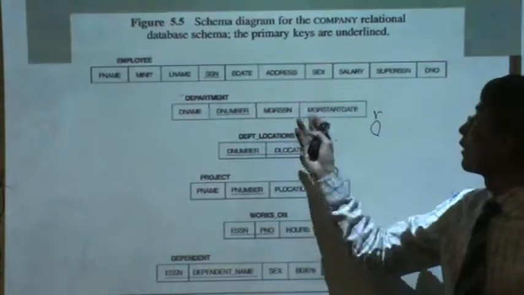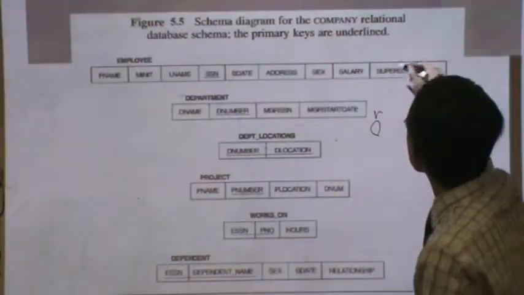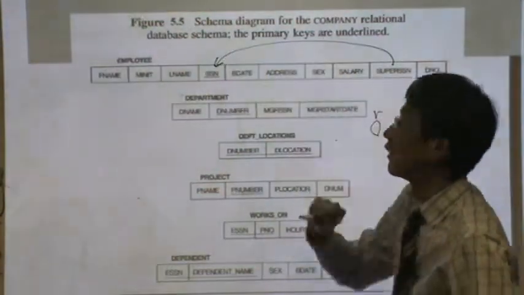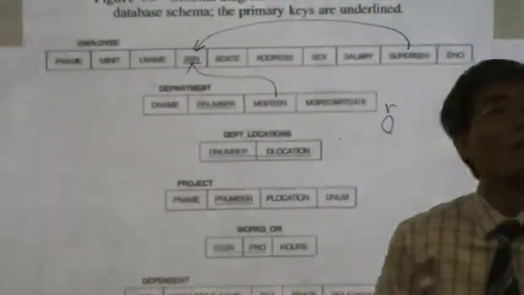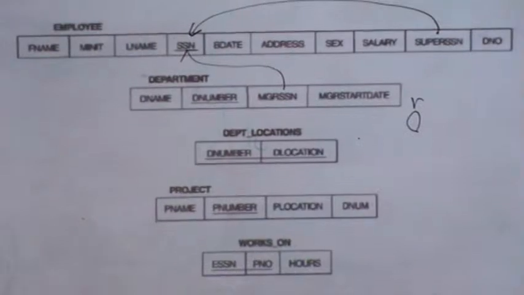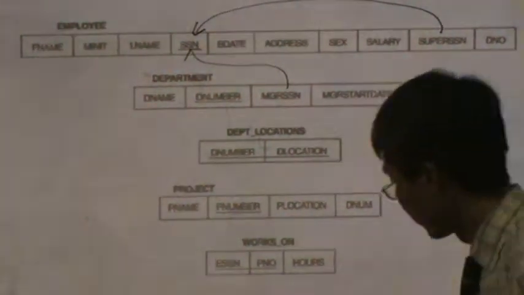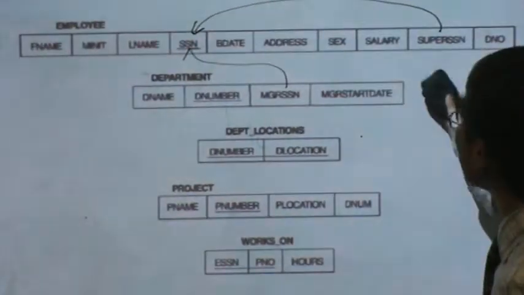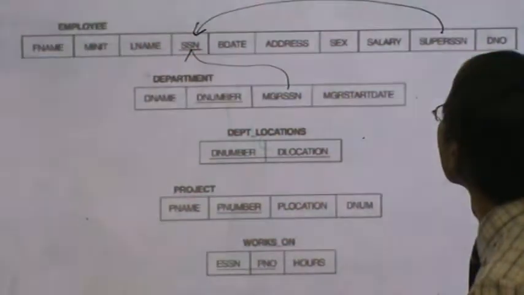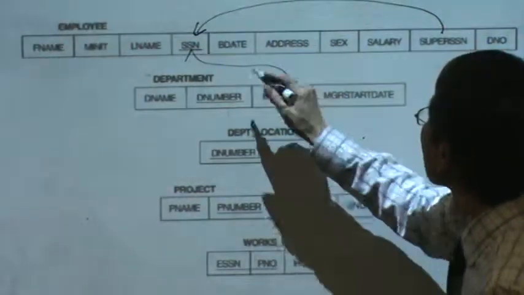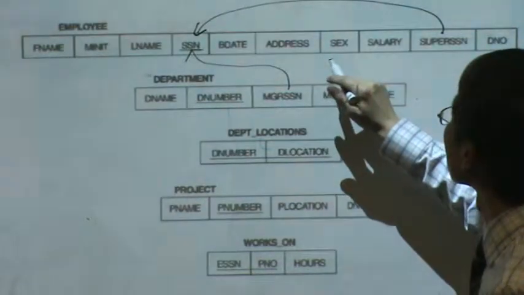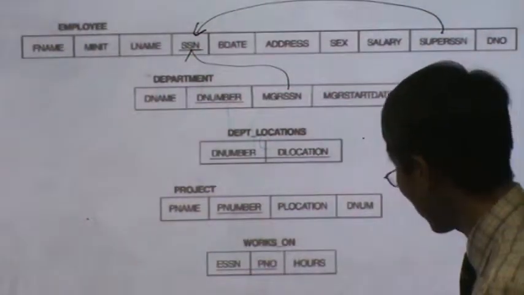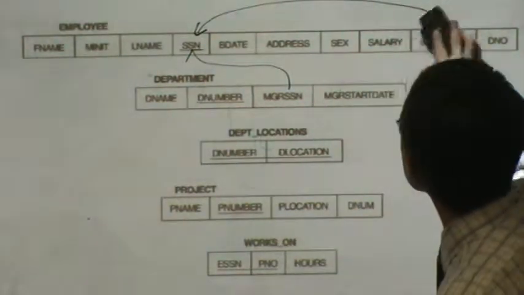One more thing. What is this one? It's a foreign key. In case of foreign key. And what else? Social security number, and there's no employee ID. I think that's pretty much okay. So we will see the example.